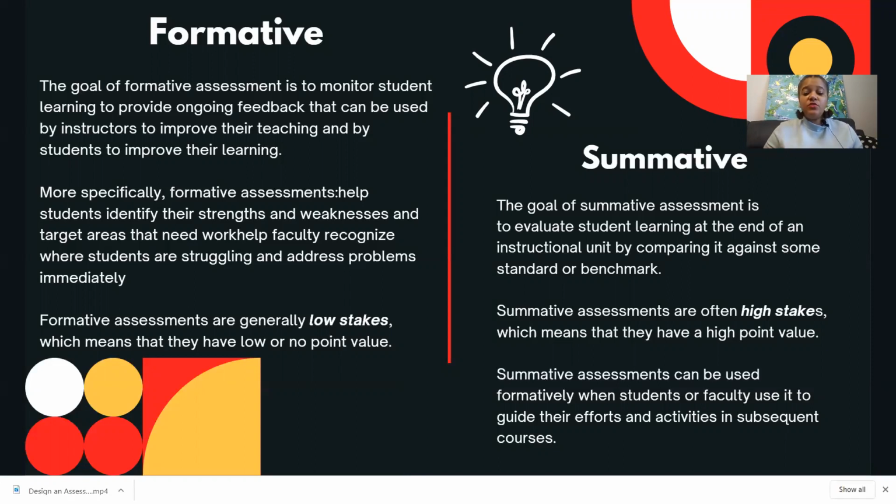Summative assessments can be used formatively when students or faculty use them to guide their activities in additional courses. So we have AP courses, we have pre-calculus. You can use your summatives from your Algebra 2 courses to see if a student is now ready for pre-calculus. So that's just a little tip. But the big takeaway is summative is a high stakes exam, which checks the standard the student is learning. Sorry, I had to pause for a second because I really want to make sure I'm utilizing our words correctly.